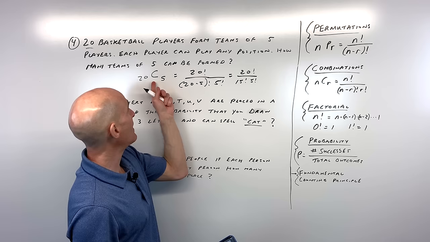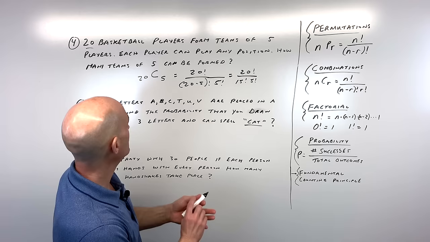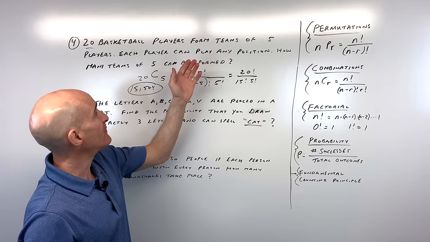It's under the probability menu. So I'm going to do 20, math, probability, go down to the combination. So 20C5, and this is coming out to 15,504. 15,504 different ways that you could form these 5 player teams out of 20 basketball players.